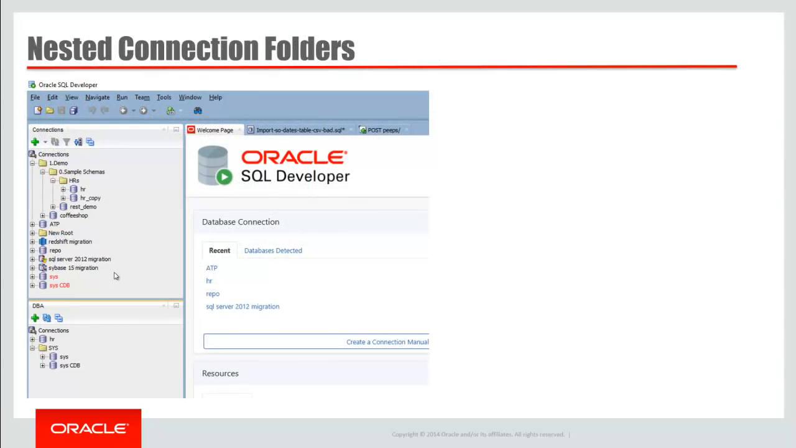Nested connection folders. So this request came from our exchange, had many, many, many people voting for it. You can have not just connection folders, but multiple levels of nested connection folders now. Some of you out there have not tens, not dozens, but hundreds or even dozens of hundreds of databases that you work with on a regular basis, and being able to organize those in the connection panels is a must. So now you can do that.